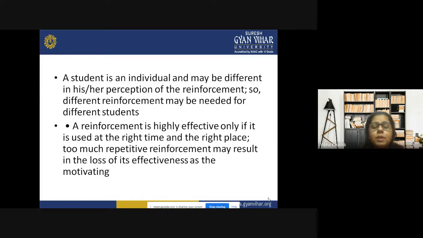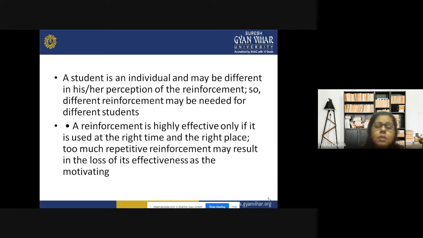Too much repetitive reinforcement may result in the loss of its effectiveness as a motive. Means too much repetitive reinforcement. Now, what is repetitive reinforcement? That the teacher is using or giving the same type of reinforcement to the students again and again. The same reinforcement the teacher is giving to the student. Now, the teacher has asked the students to write an essay on a subject. Then again, the reinforcement which was given by the teacher is good.